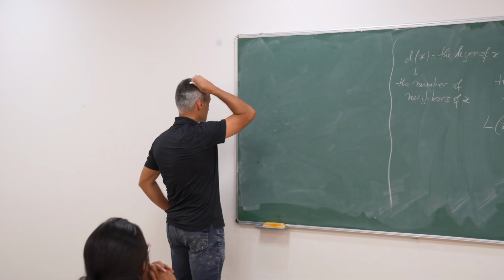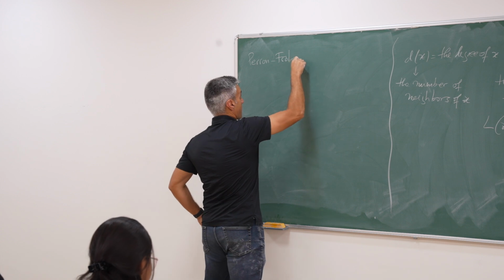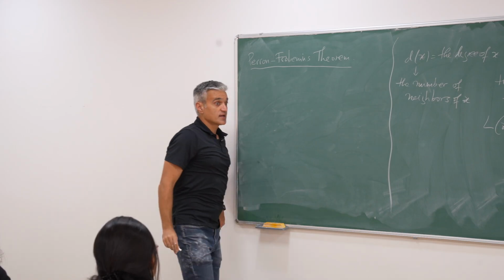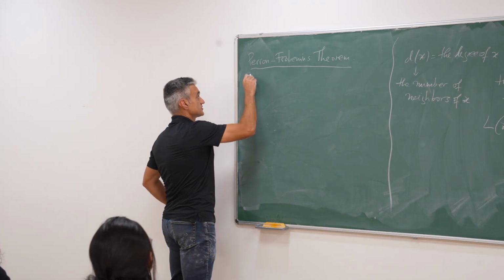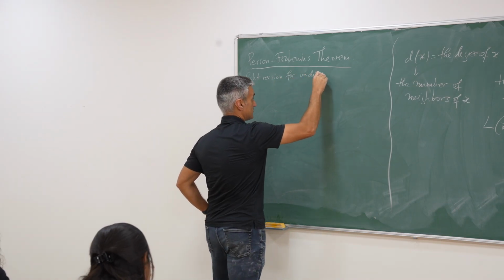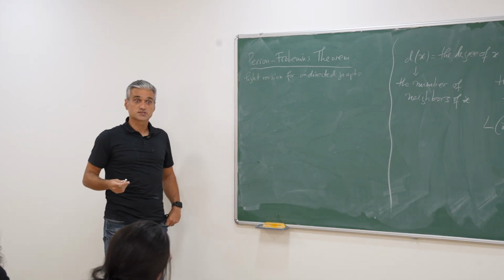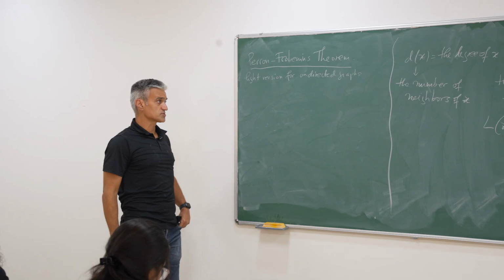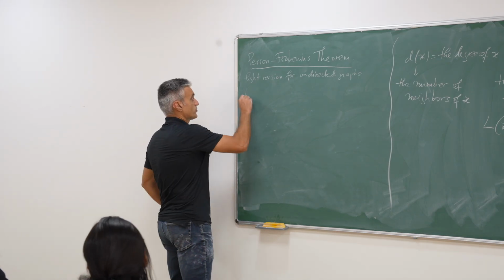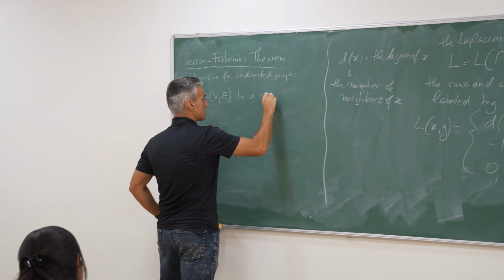Now, here's one thing we're going to do after the break. There is something called the Perron-Frobenius theorem. So I'll give you the light version for undirected graphs. This implies that there is a more general version. There is a general version for something called irreducible matrices, but we'll do this for undirected graphs. And it says the following: let gamma be a connected graph.